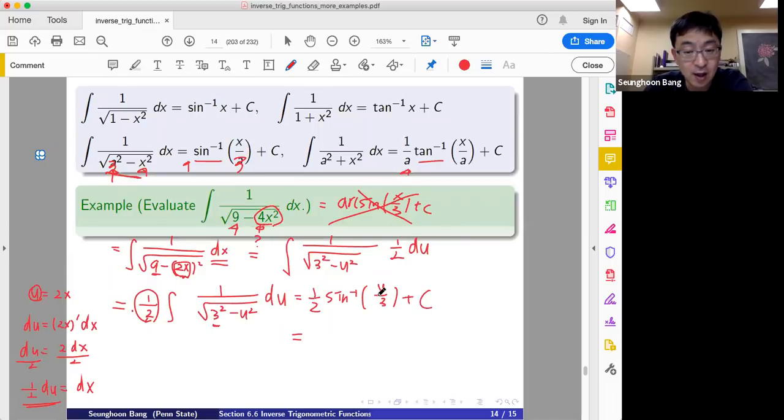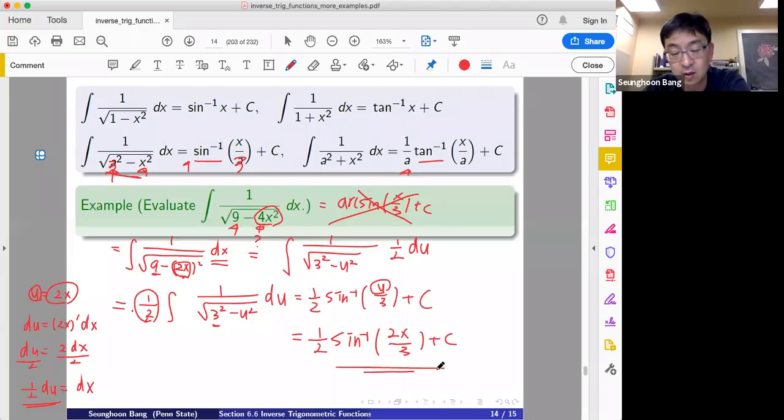You can change back. The u value is 2x. So we have 1 over 2 inverse sine of 2x over 3 plus c. This is the whole idea for solving this problem.